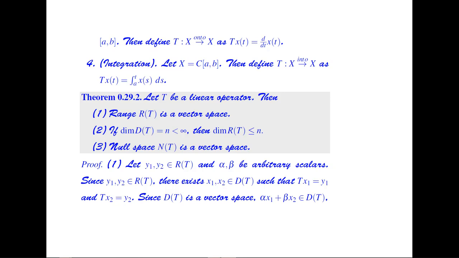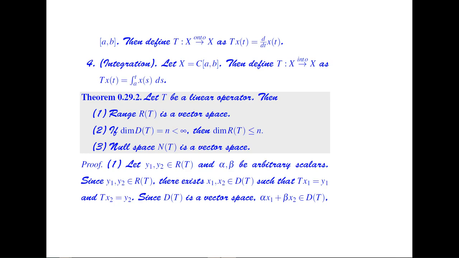Let T be a linear operator. Then the range of T is a vector space. If the dimension of the domain of T is equal to n, which is finite, then the dimension of the range space of T is less than or equal to n. And the null space of T is also a vector space. First of all, we'll prove that the range space of T is a vector space for the given linear operator T.